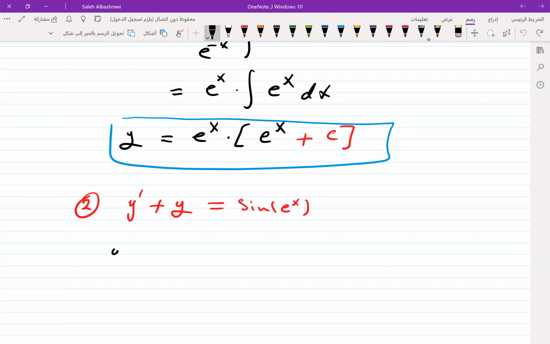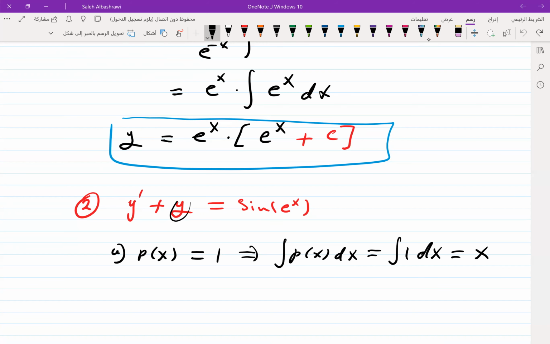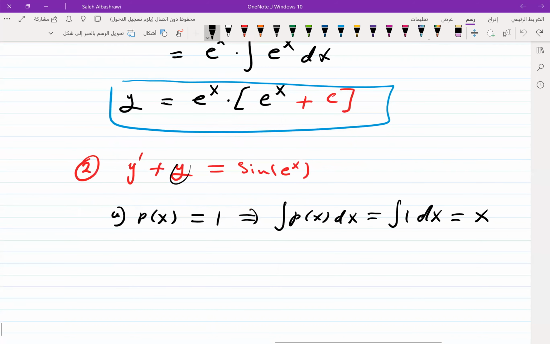So let's find p of x. P of x is the coefficient of y when it is in the general form. So the coefficient of y is equal to 1. Now the integration of p of x dx equal to integration of 1 dx, that will be x. So the integrating factor now, mu, is equal to e to power integration of p of x dx, which is equal to e to power x.